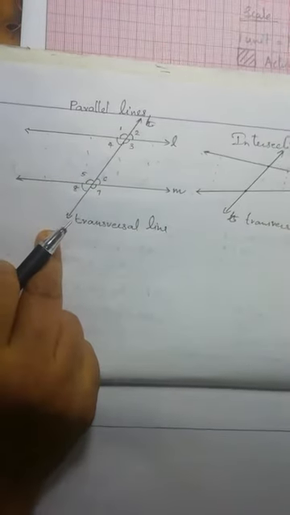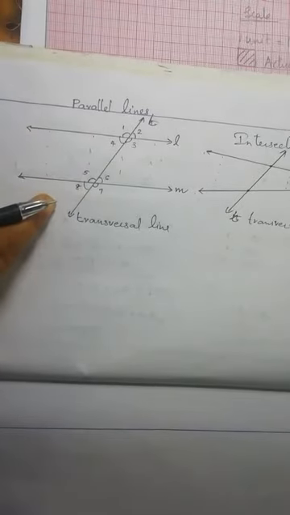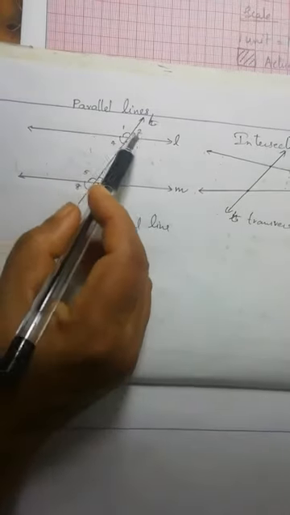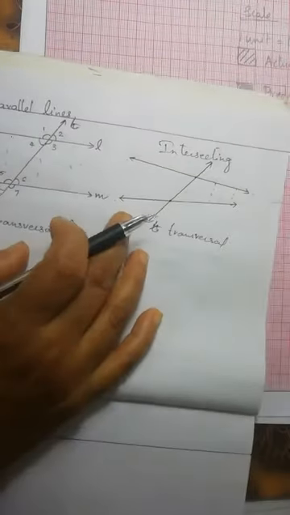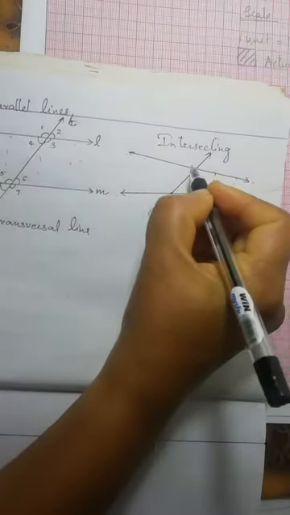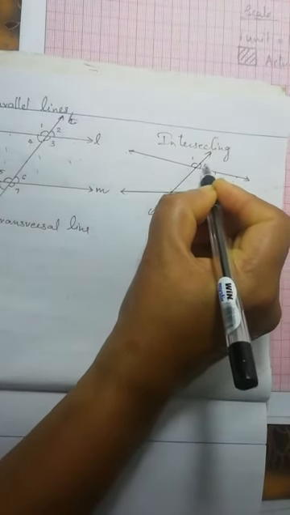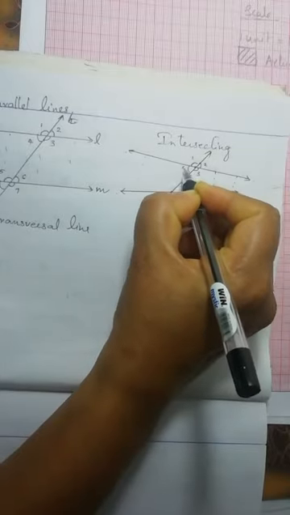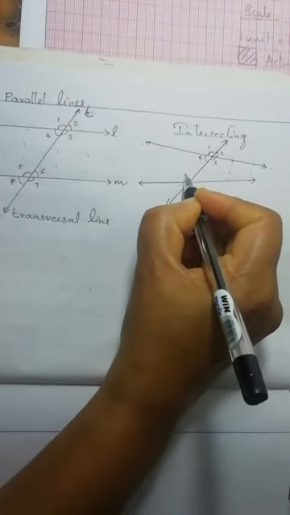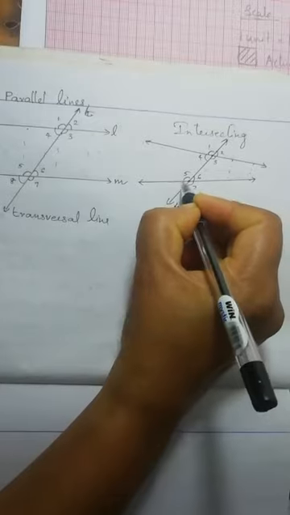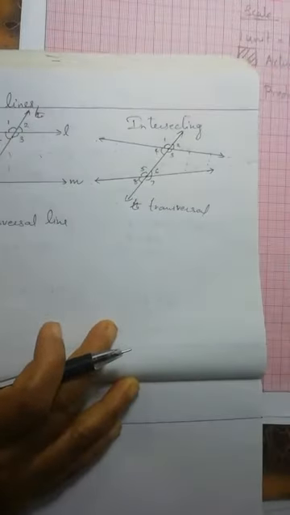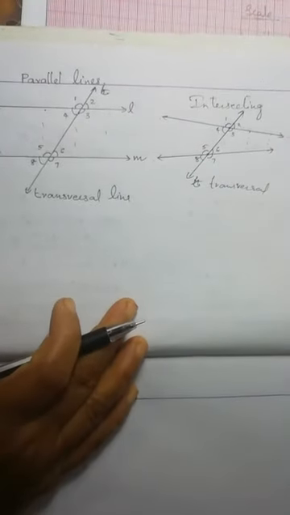This transversal line cuts our given two lines at distinct points, and 8 angles are forming there, whether the lines are parallel or non-parallel. If non-parallel lines are also cut by a transversal, there also 8 angles are forming. You can see these angles, same as there, here also 8 angles are forming. Clear now? Okay. In both cases, 8 angles are forming.